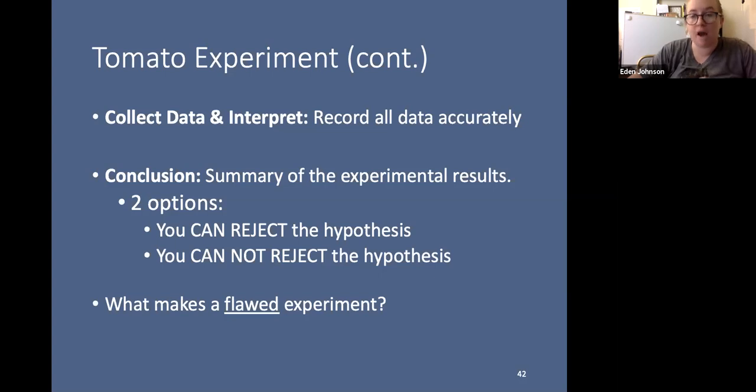You would not have many standardized variables. So for instance, you're putting one of your plants in a 4-gallon pot, one of your plants in a 1-gallon pot. You're watering at different times of the day. You're not measuring how much you're watering. Not gathering your data consistently, or data gathered by different people. All of those things would make a flawed experiment.